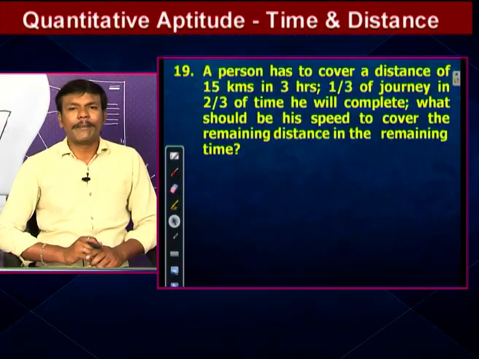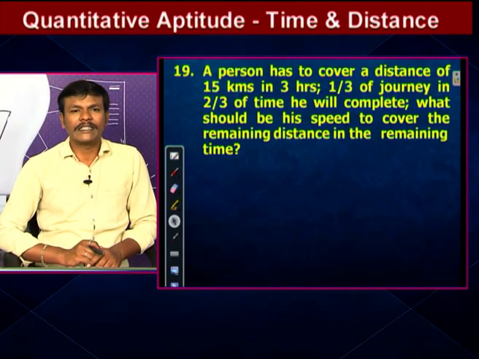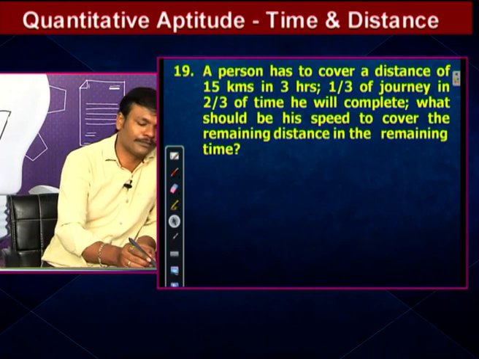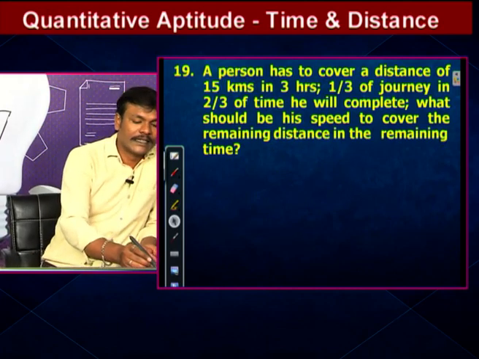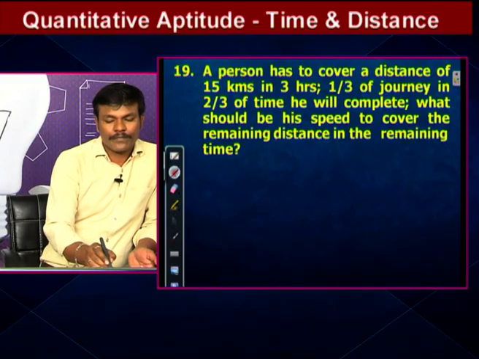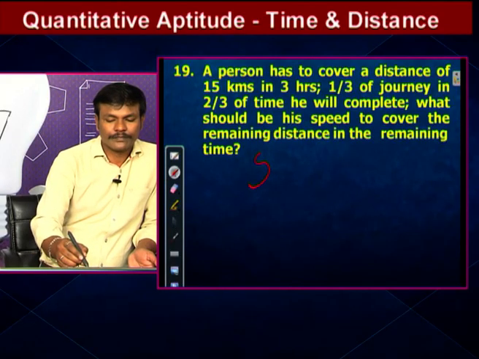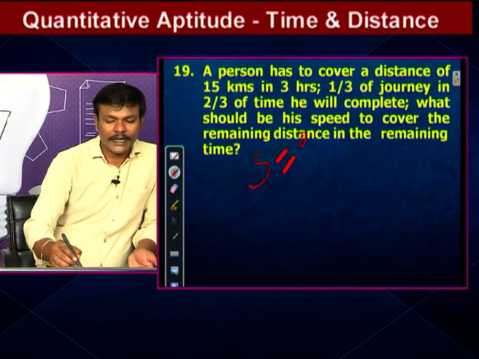The next question is, a person has to cover a distance of 15 kilometers in 3 hours. 1 by 3 of the journey in 2 by 3 of the time he will complete it. What should be his speed to cover the remaining distance in the remaining time? Same question. See this. The speed is equal to d by time.